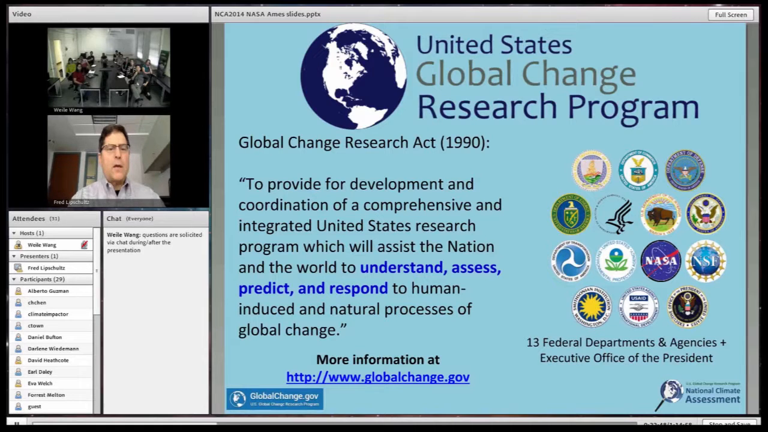And the key component of the law that it's important to realize is shown in blue, that the USGCRP is supposed to help not just the nation, but the world understand, assess, predict, and respond to human-induced and natural processes of global change. So it's a very, very large remit.